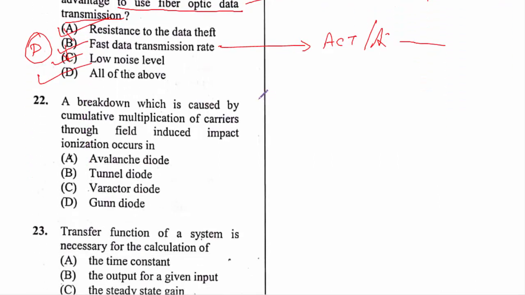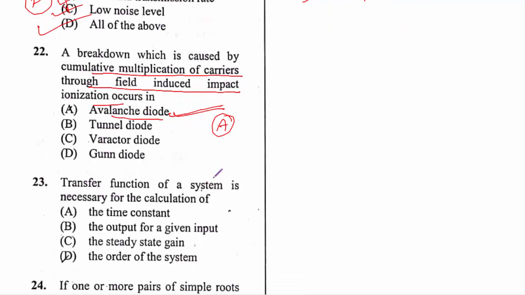22nd question: the breakdown which is caused by cumulative multiplication of carriers through field induced impact ionization is avalanche breakdown. You have studied about Zener breakdown and avalanche breakdown. In the case of avalanche breakdown, as I discussed, impact ionization is going to take place. So option A is the correct one.